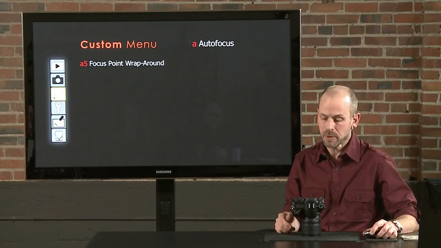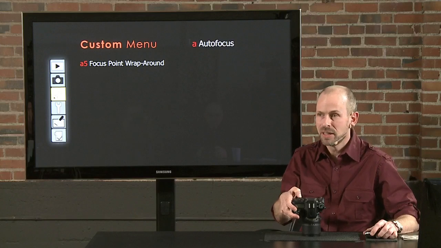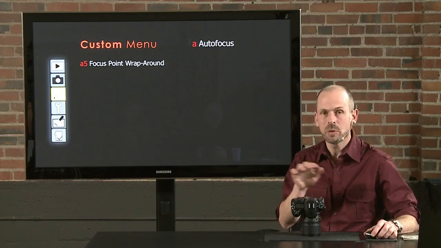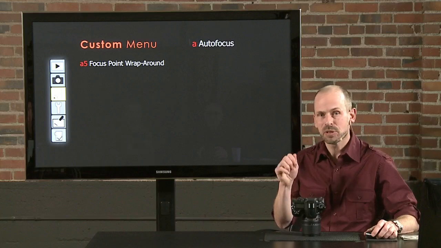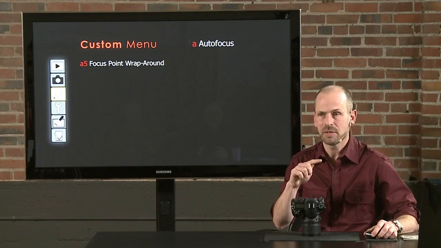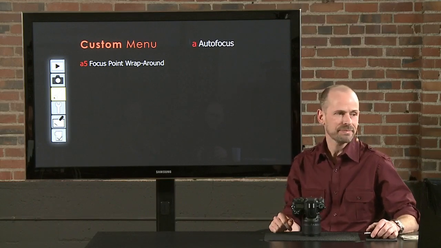Focus point wraparound. I definitely like the wrap, so I would turn the wrap on. Basically, what's going on here is you have all these focus points, and when you go all the way over to the right, and you press right again, it flips around to the left side. So it just wraps around back to the left side, so you can more easily get from one spot to the other.